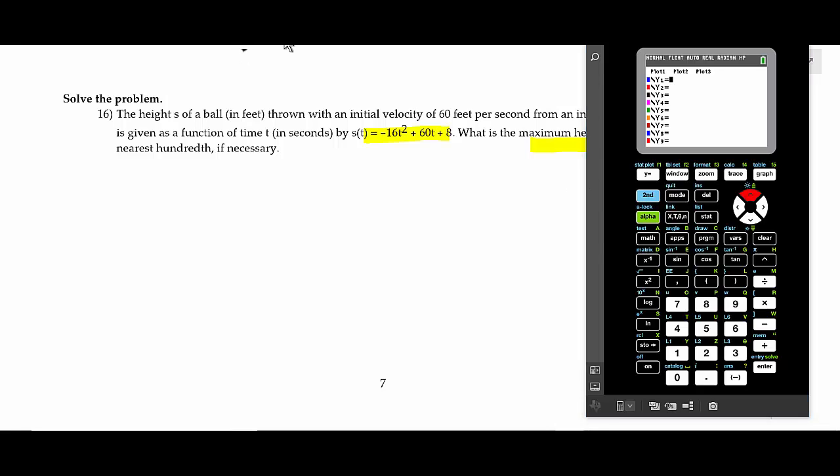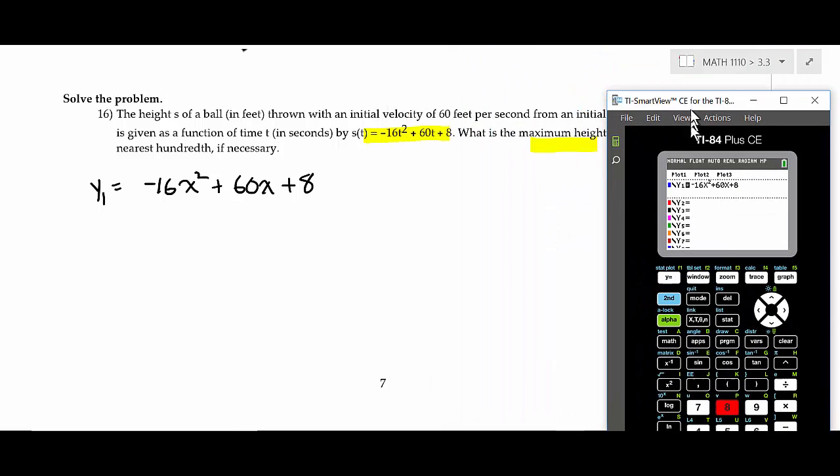What you want to do is just put in y1, and you want to put this in. You're going to have to use x's, so you have negative 16x squared plus 60x plus 8. I want to go ahead and get that put in. So let's say we have negative 16x squared plus 60x plus 8. Now, I don't give you a viewing window on this. That's a part of what you're expected to know how to do.